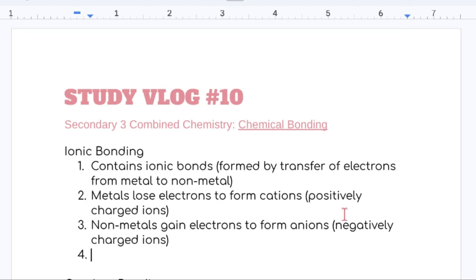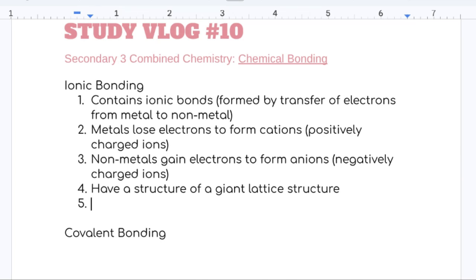Okay, fourthly, these ionic compounds will have a structure of a giant lattice. Giant, like this is kind of like crystallized-ish. And obviously for ionic bonding and covalent bonding, they each have their own physical properties.